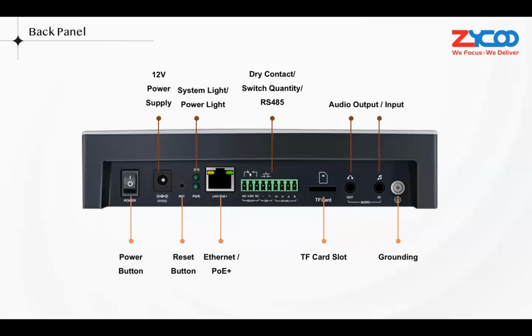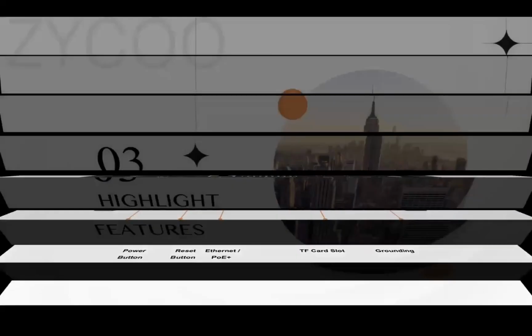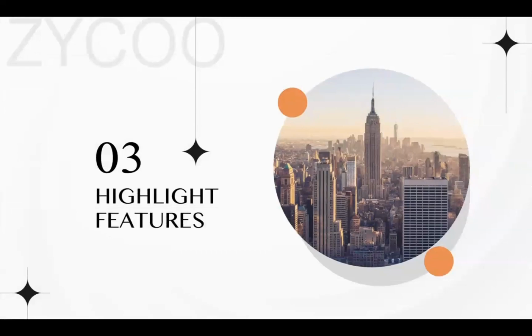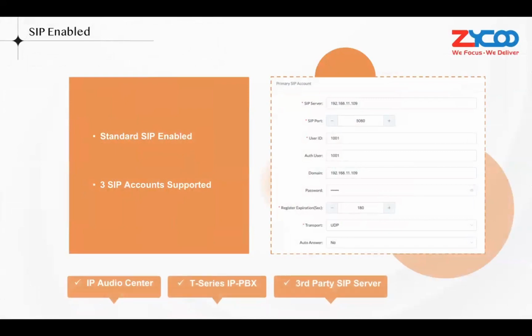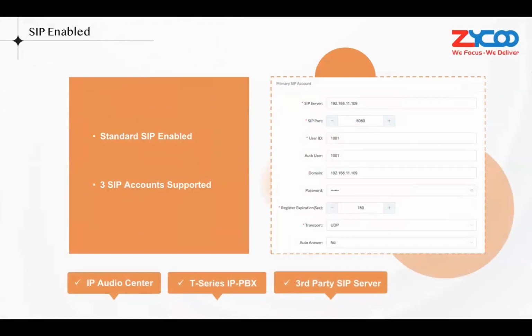Okay, that's all for the hardware part. Now let's explore some of the software features that truly set the M100 apart from the competition. Okay, first of all, the M100 operates on the standard SIP protocol. It supports up to 3 registered SIP accounts. These accounts can be registered on our IP audio center or T-Series IPPBX or other third-party servers to provide flexibility in the system integration.